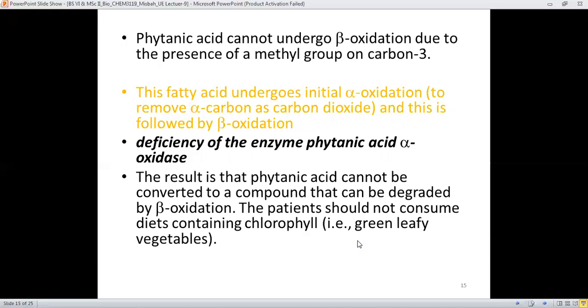The disease is characterized by deficiency of an enzyme, and this enzyme is phytanic acid alpha oxidase. The result is that phytanic acid can't be converted into a compound that can be degraded by beta oxidation, and the patient should not consume diets based on chlorophyll, like green leafy vegetables. Otherwise there is huge accumulation of phytanic acid in the body, and the person has a very severe neurological disorder.